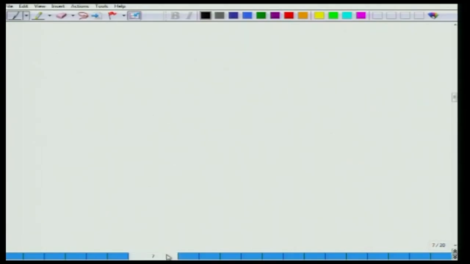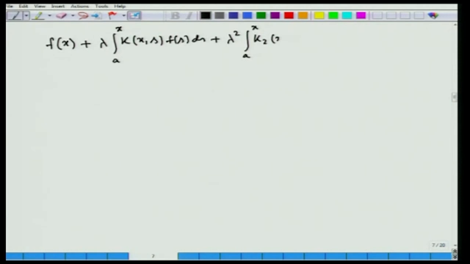Next we are going to prove the uniform convergence of this particular series, that is f x plus lambda times integral a to x k of x comma s f s d s plus lambda square integral a to x k 2 x comma s f s d s plus dot dot up to infinity. We are going to prove the uniform convergence of this result.